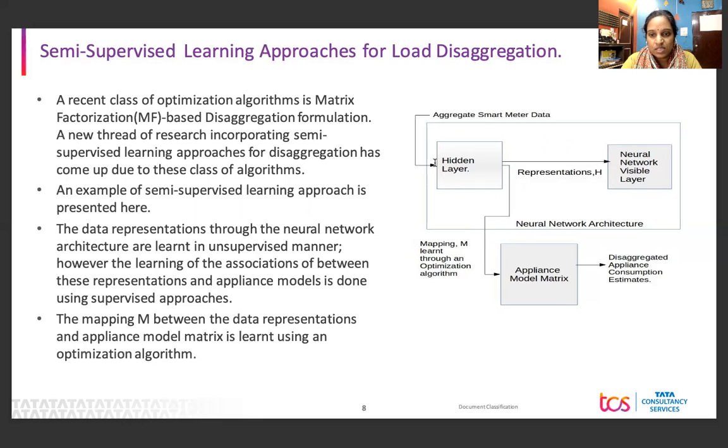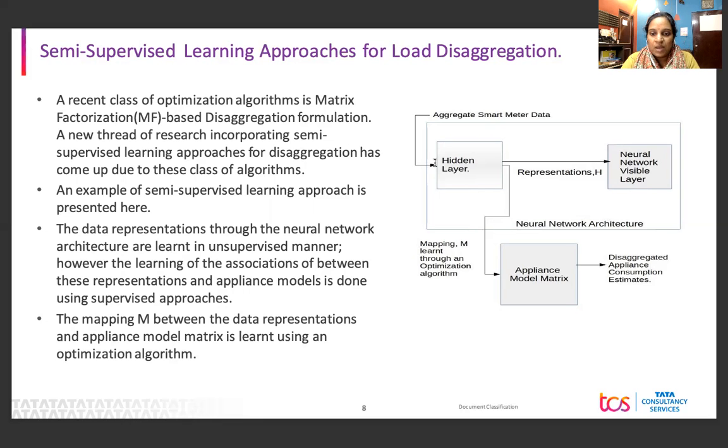This appliance model matrix consists of the historical information that's needed to disaggregate the smart meter data. Now, this appliance model matrix is connected to the hidden layer of the neural network architecture. The representations from the hidden layer are mapped on to this appliance model matrix, and the mapping is learned using iterative minimization algorithms. Now, as we see, we are learning one mapping, M, as opposed to multiple models. And this definitely reduces the amount of complexity that's involved in load disaggregation frameworks.